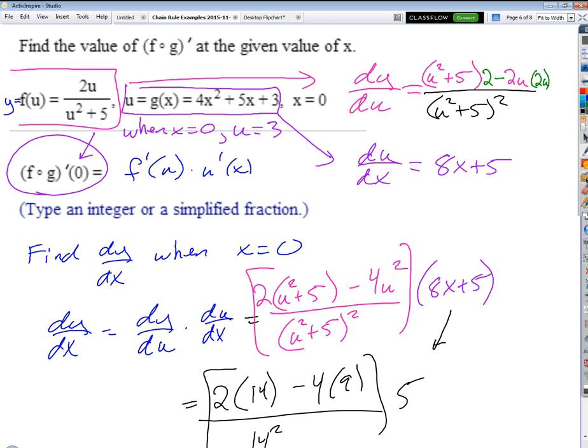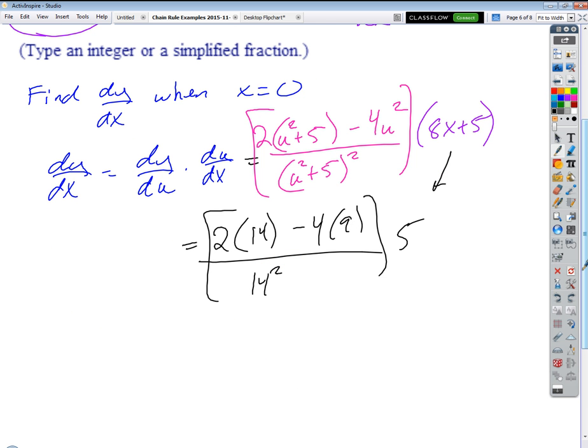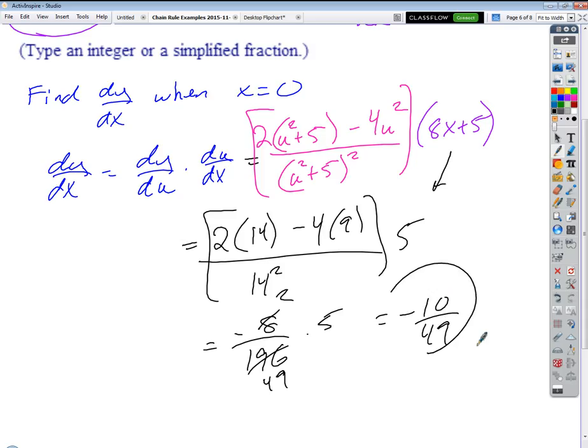Yeah. So, I guess we could trust here that if we do this, what are we gonna get? 28 minus 36 is negative 8 over 196, times 5, so negative 10 times that. 8 goes into that, 4 goes into that. So this is gonna reduce to a 2, and that's gonna be a 49. So we're gonna get negative 10 49ths. That's it. Okay? Make sense?